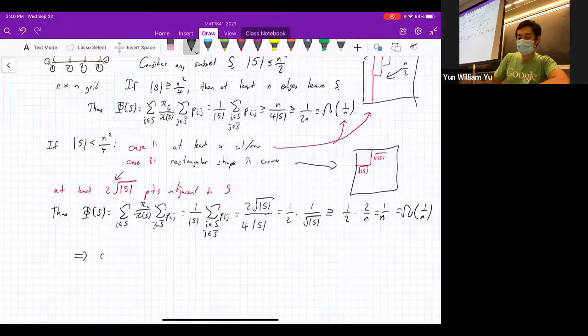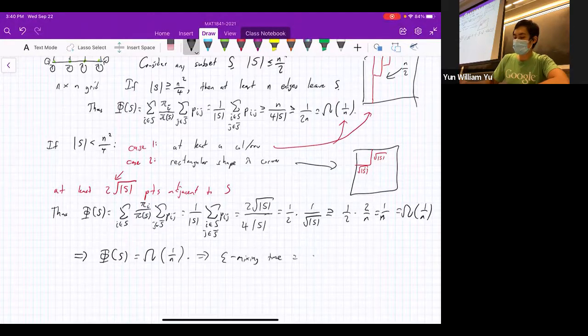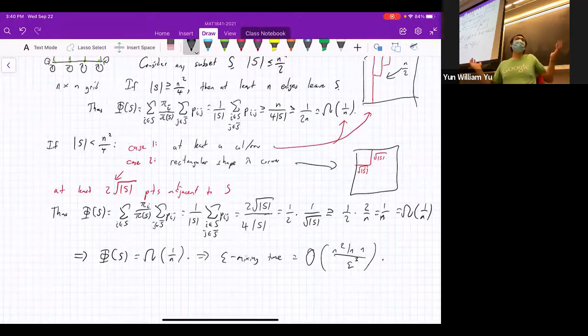So combined, this means that phi of S is clearly omega of 1 over n, which implies that the epsilon mixing time, when you plug all this back in, is equal to O of n squared log n over epsilon cubed. Is this good? Would you be proud of this result? Is this useful if we want fast mixing?